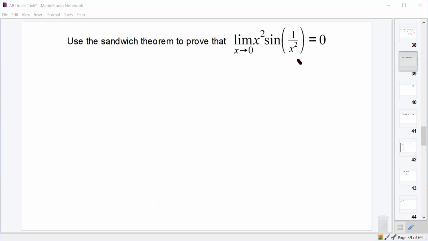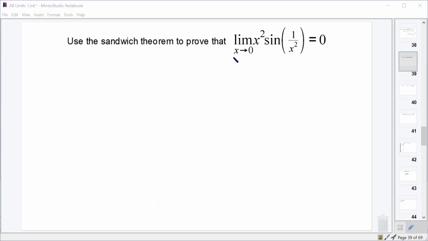So we need to find a function that is always greater than or equal to this function, and a function that is always less than or equal to this function. And both of those two functions have to have the same limit as x approaches 0 in order for us to be able to solve.